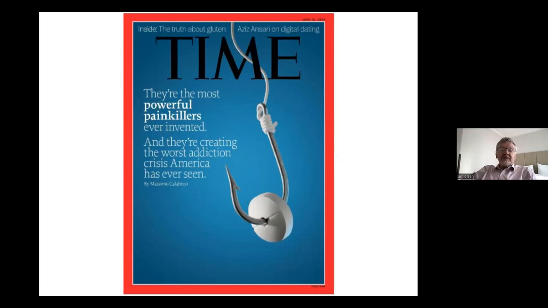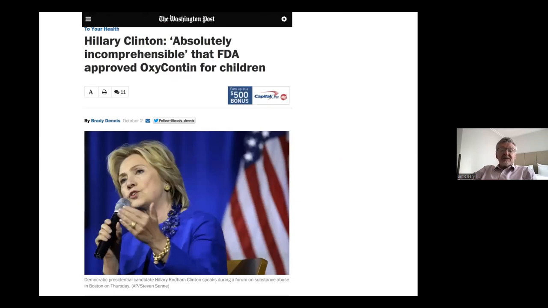And this still goes on, not just for soldiers, but for many people in the world, that they don't have access to medicines. And this is even true here where we have a story that candidate Clinton, when she was running for president, actually said it was incomprehensible that the FDA approved sustained release oxycodone for children. And you sit there and say, well, why not?